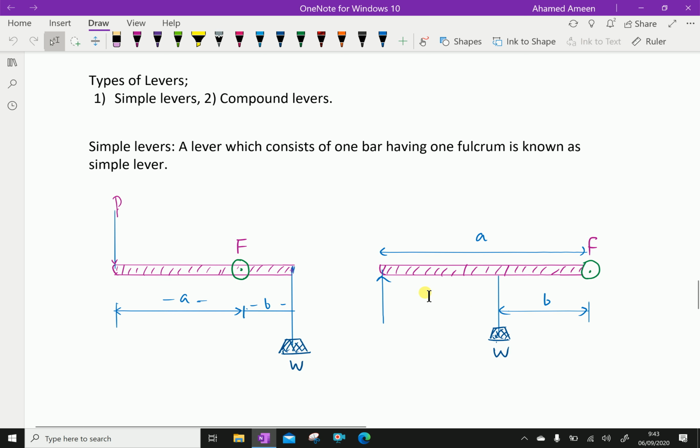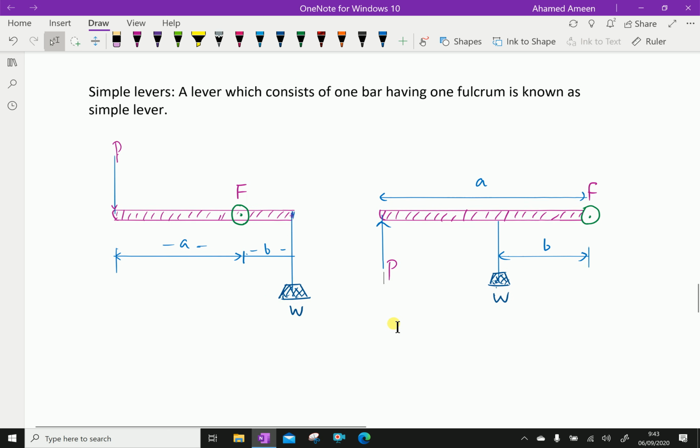Here the fulcrum may also be at one end, which is possible. Here A is the effort applied, and the fulcrum is at one end. W, the load, is in between the fulcrum and the effort. The fulcrum is at one end, and on one side is the effort and W is on one side of the fulcrum.